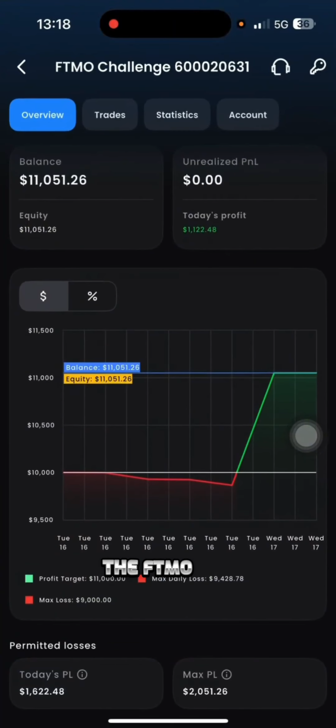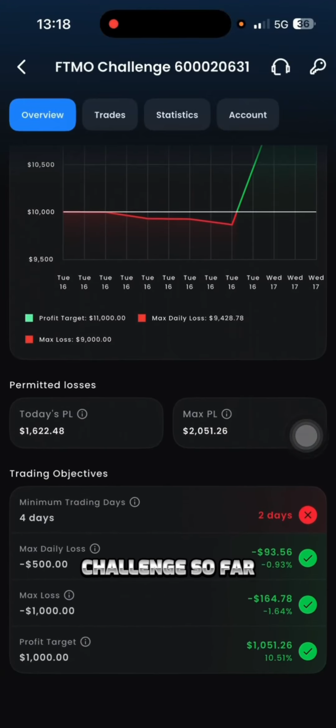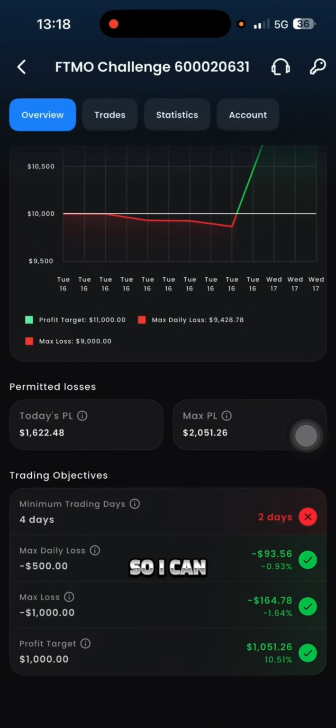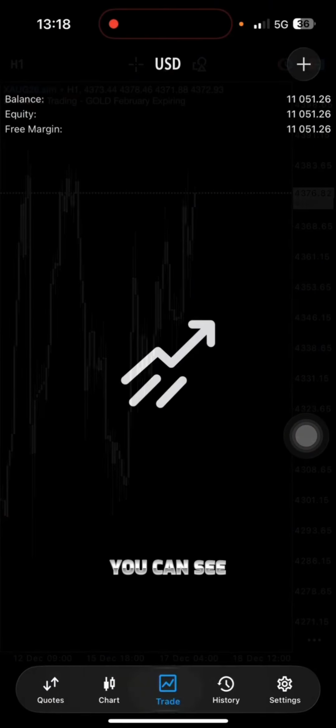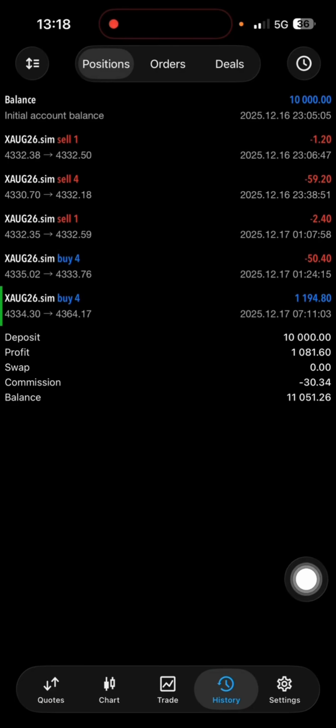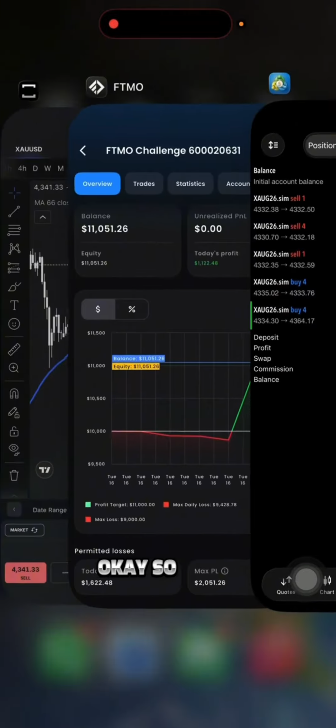So going to the FTMO app. This is my challenge so far. As you can see, profit target, I hit that 10.5%. I did take a few small losses. You can see right here, history. The trade was, I made 1,100, and these are the few losses I took: the $50, $2, and 59. Nothing too major.